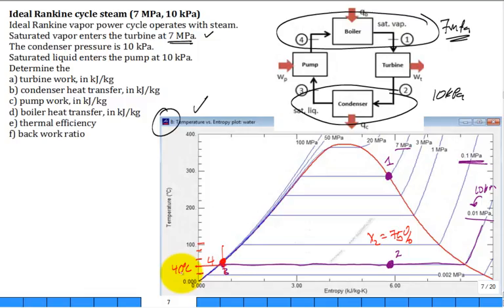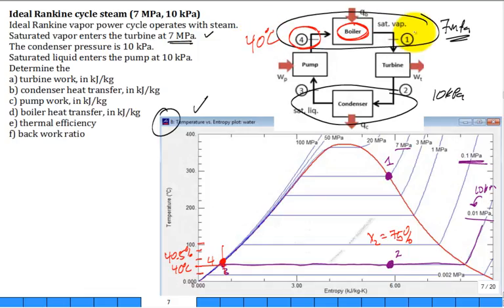Let's do this. What is roughly the temperature at state 4? Around 40.5 degrees C. It's just wild guessing. I mean, you have to really zoom in. Well, think about this just for a minute. What is the temperature of the water coming into the boiler? Around 40.5, 40 degrees C.